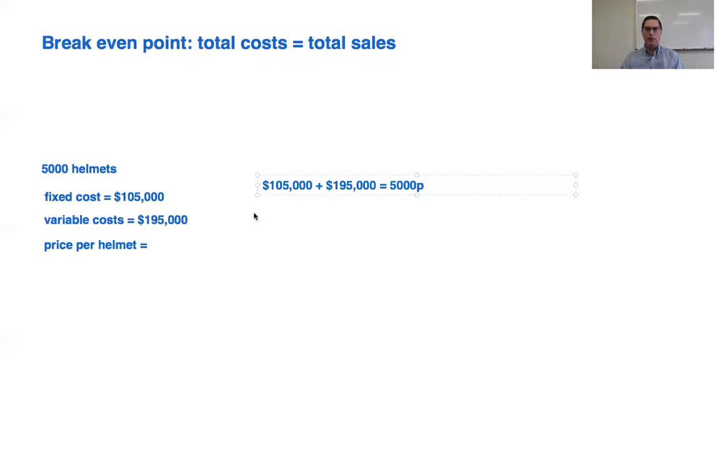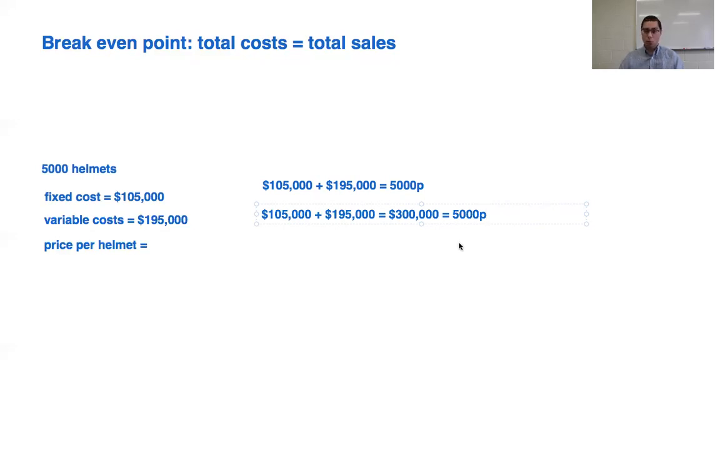So we do some math. We go 105,000 plus 195,000. That's going to equal 300,000. And that needs to equal 5,000 helmets times the price per helmet.